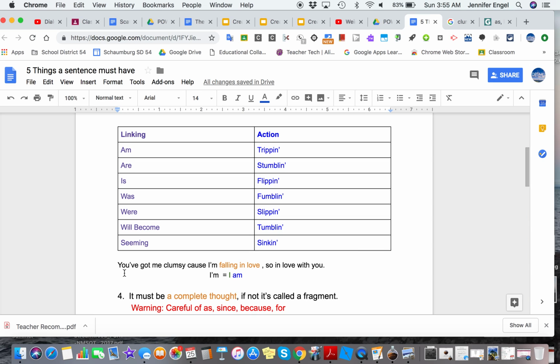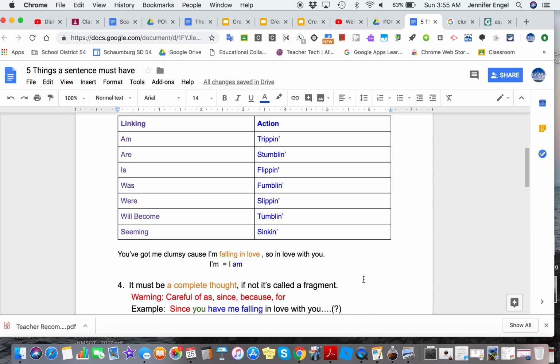So, if you look at that song, you've got me clumsy because I'm falling in love, so in love with you. When I check this, it has a capital letter. It has a subject. Now, this is tricky and this is a good sentence to start with because here it says I'm. All right. So I'm actually stands for I am. So the subject is I and the linking verb is am.